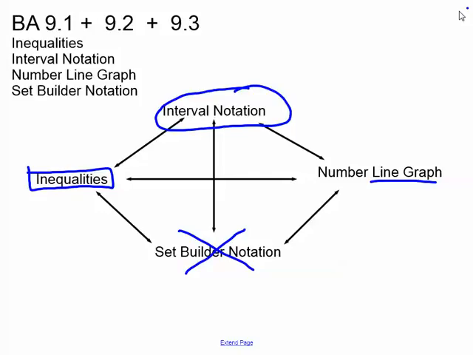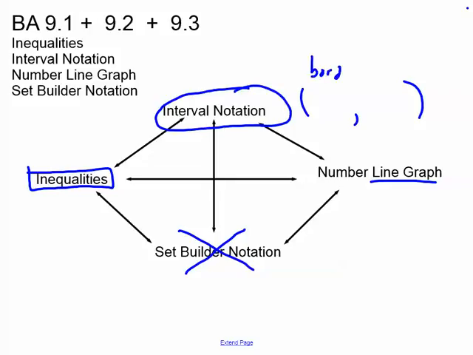Alright, we're talking about interval notations. Interval notation starts with an inequality. The easiest way to set it up, I think, is going from an inequality, set up a number line graph that shows what the inequality would look like on a number line, and then from the number line, write our interval notation. Here's what the interval notation would look like.